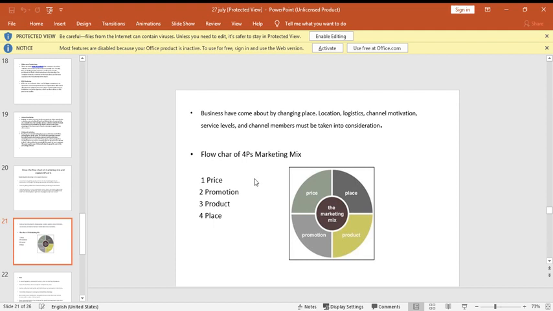So there are four P's of the marketing mix. Why is it called the 4Ps marketing mix? Because it is going to have the 4Ps, that means each starts with the letter P. That is price, promotion, product, and place. So these are the 4 P's of the marketing mix. This is the diagram which shows the 4 P's marketing mix, that is price, promotion, product, and place.